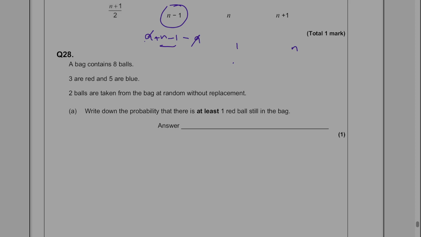Okay, question 28. A bag contains 8 balls. 3 are red, 5 are blue. 2 balls are taken from the bag at random without replacement. Write down the probability that at least one of the red balls is still in the bag.